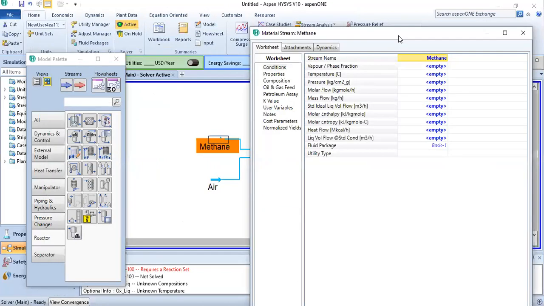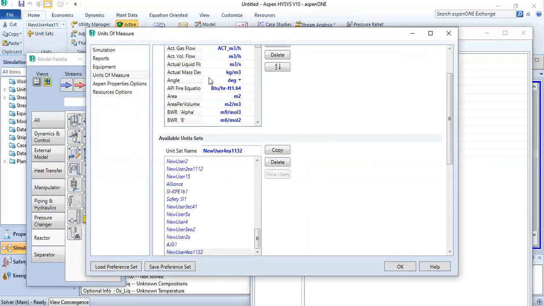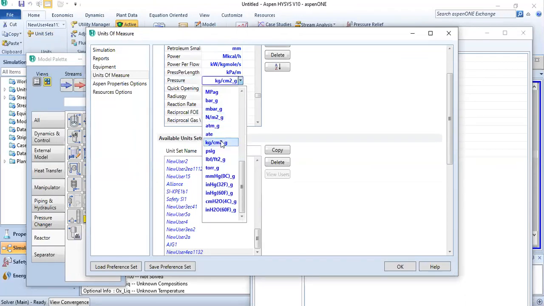I will go to the methane. My methane stream temperature is 25 degrees C. Pressure is 2 bar. Here pressure is given in bar, so I will change the unit of pressure to bar.